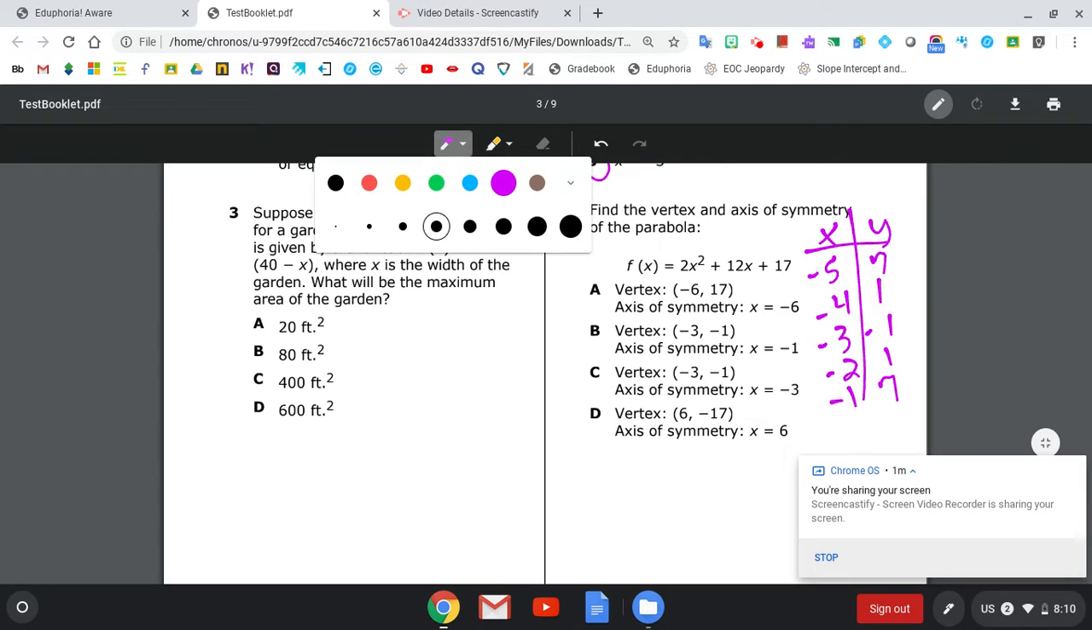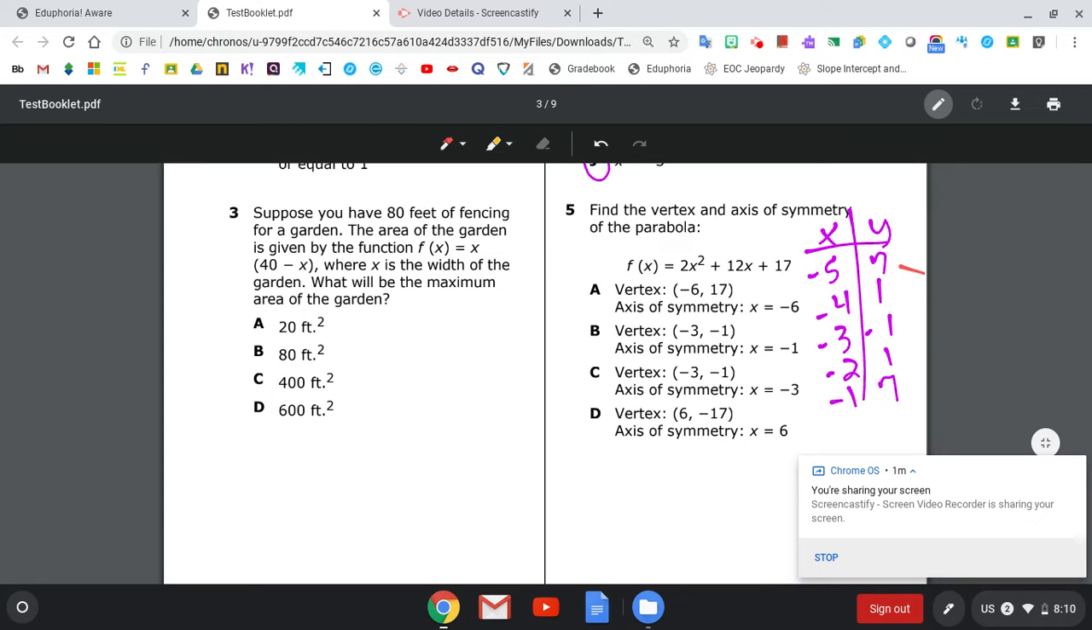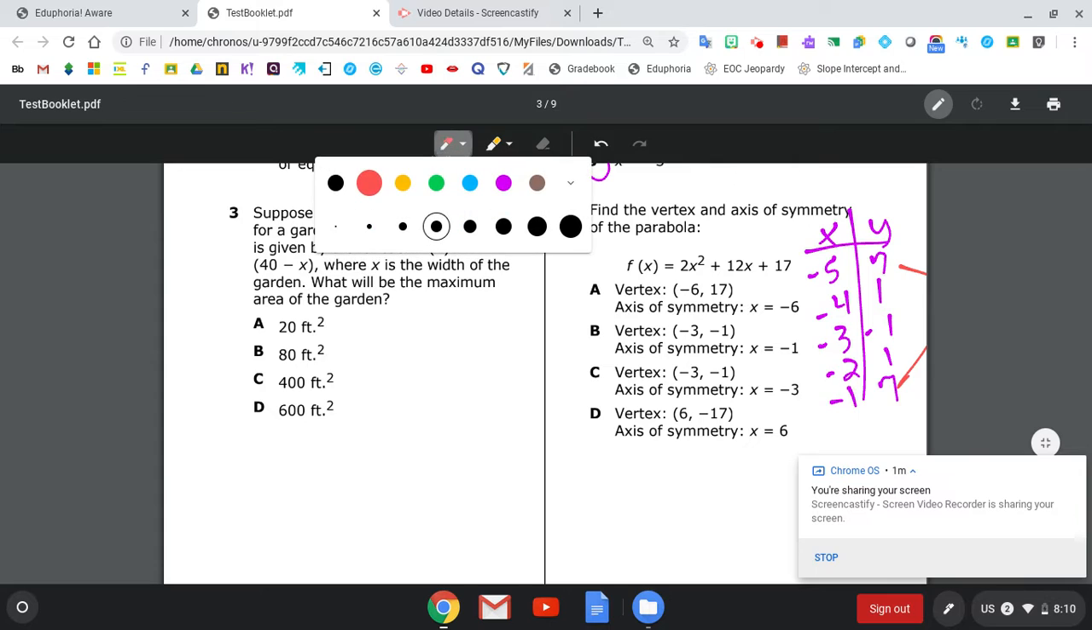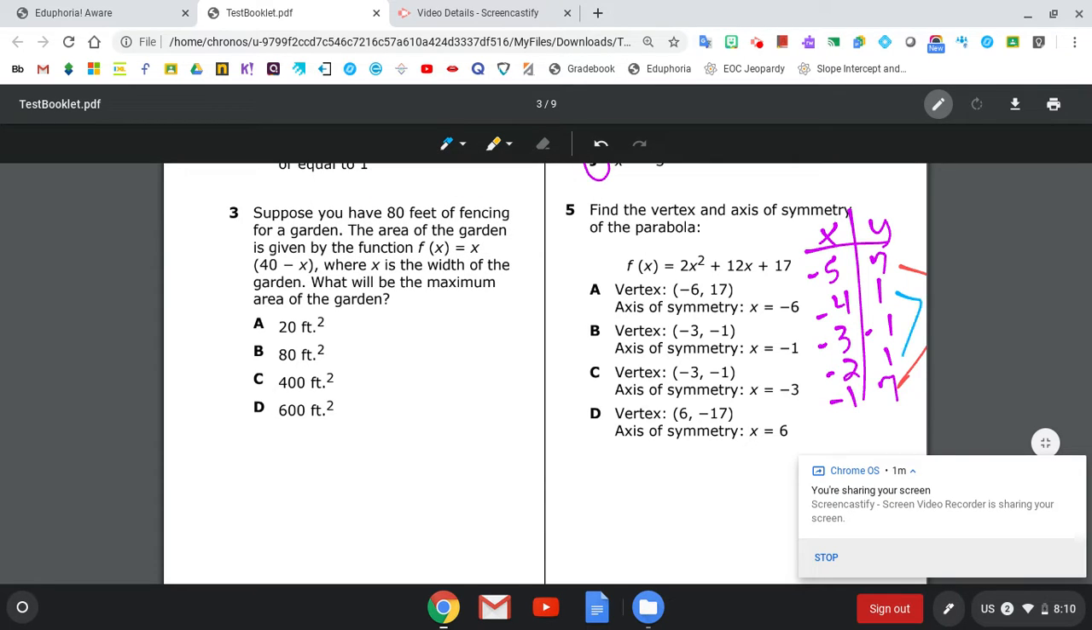So what I'm talking about, these y values repeating, is that here's a 7 and here's a 7. Then here's a 1 and here's a 1. But then right here in the middle, there's not a repeat with this -1. That middle value, that -3, -1, is your vertex.